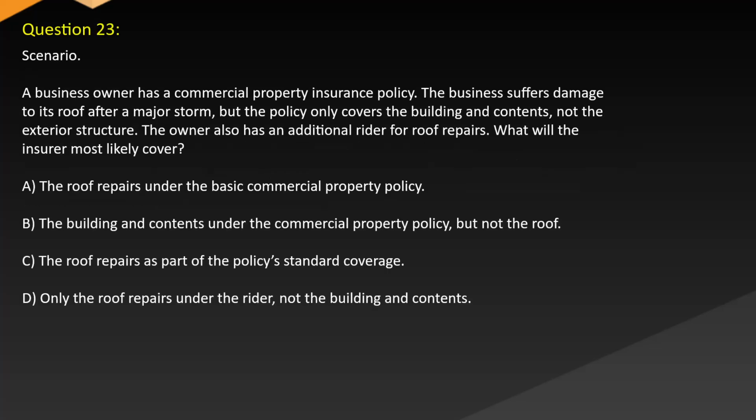Question 23. Scenario. A business owner has a commercial property insurance policy. The business suffers damage to its roof after a major storm, but the policy only covers the building and contents, not the exterior structure. The owner also has an additional rider for roof repairs. What will the insurer most likely cover? A. The roof repairs under the basic commercial property policy. B. The building and contents under the commercial property policy, but not the roof. C. The roof repairs as part of the policy's standard coverage. D. Only the roof repairs under the rider, not the building and contents.